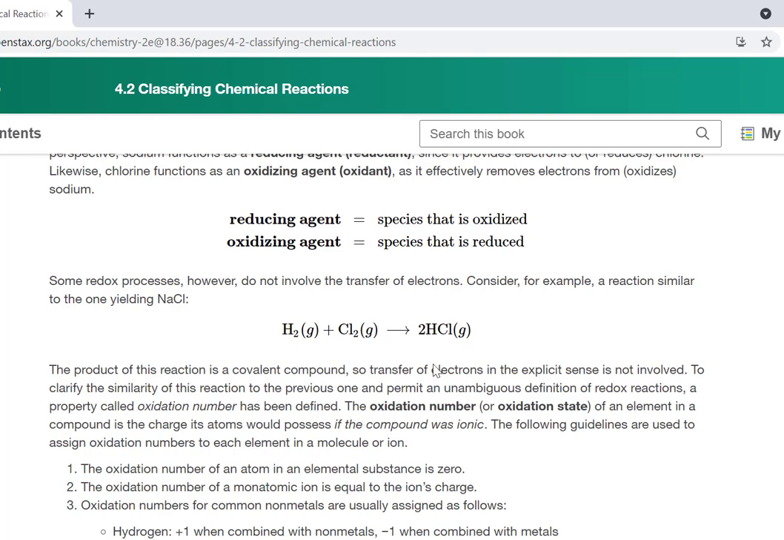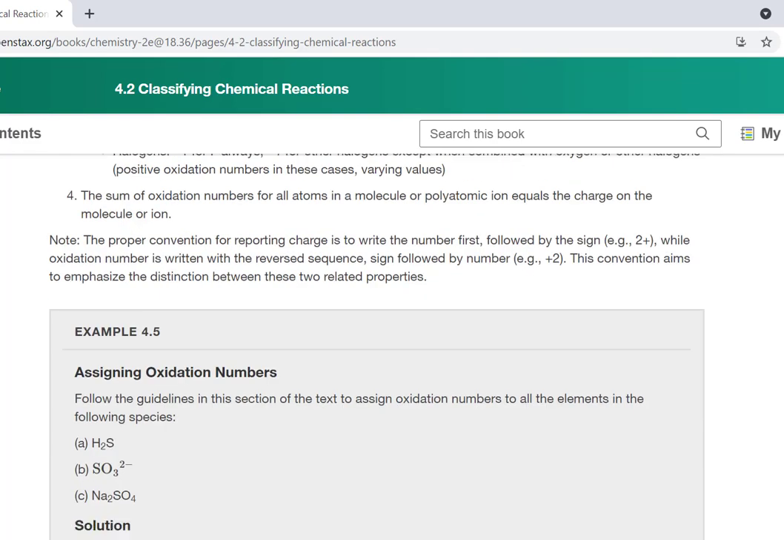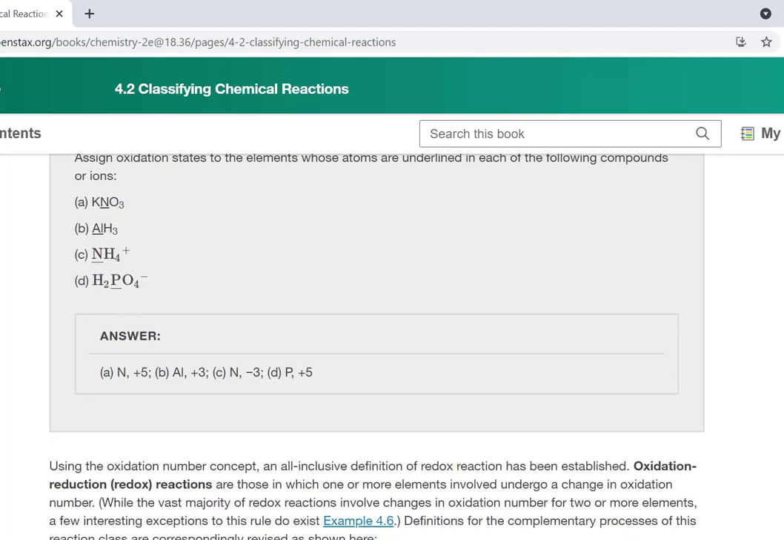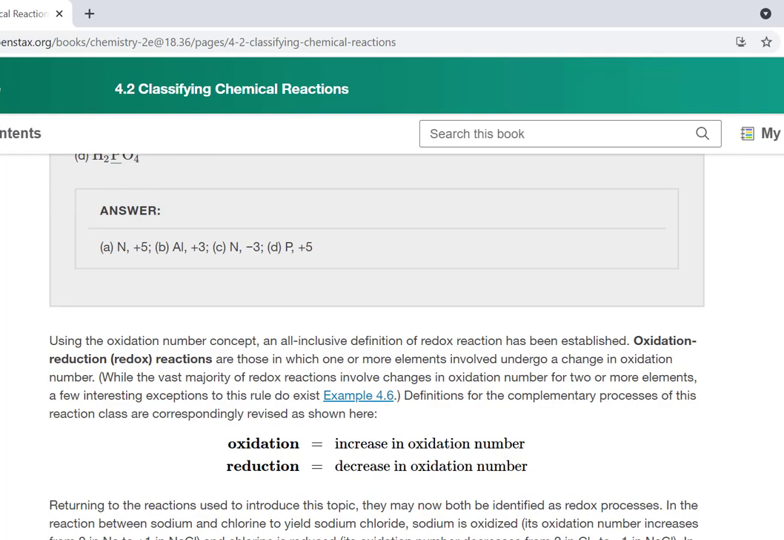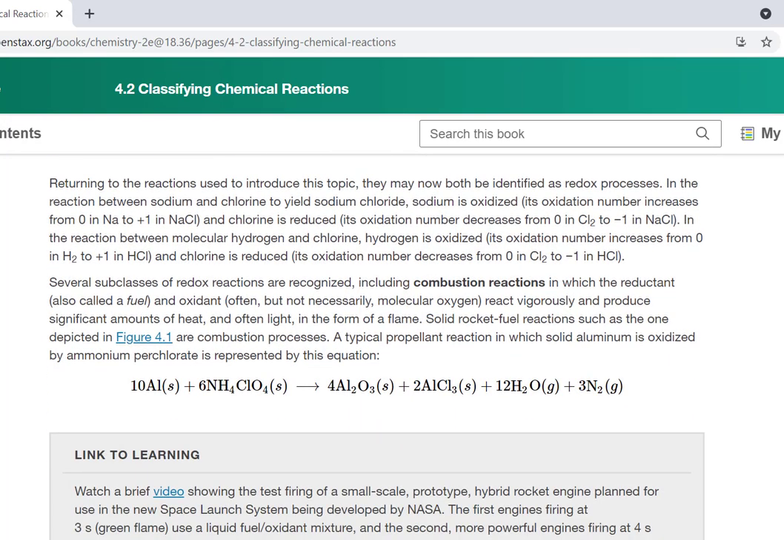So it went up. Okay, hydrogen increased its oxidation number. Okay, so that is an oxidation. So we can say hydrogen is oxidized here. Chlorine goes from a 0 here to a -1 over here. So the oxidation number is going down. So that's a reduction. So we could say chlorine is reduced. Hydrogen is oxidized and chlorine is reduced. Okay, so that's how we use the assigned oxidation numbers to determine what's being oxidized and what's being reduced.